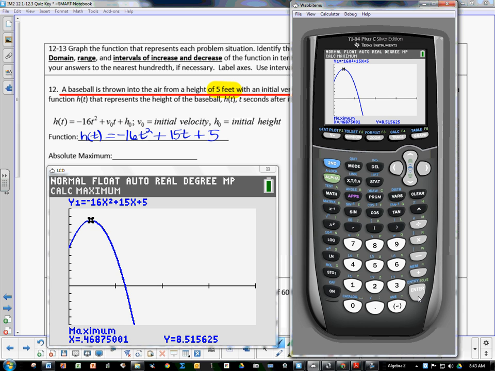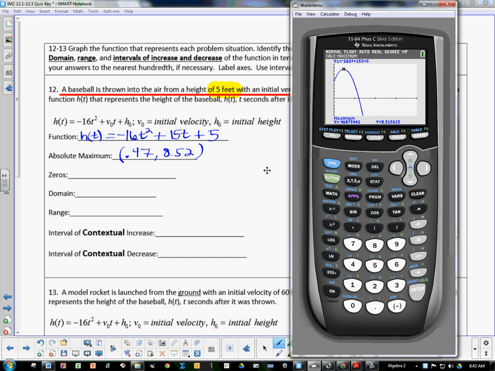So it looks like we have 0.47, comma, 8.52. Okay.